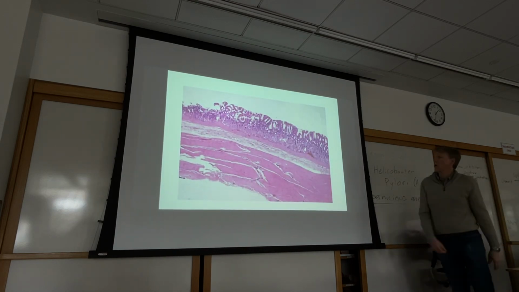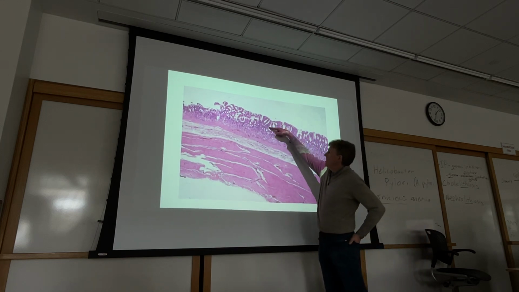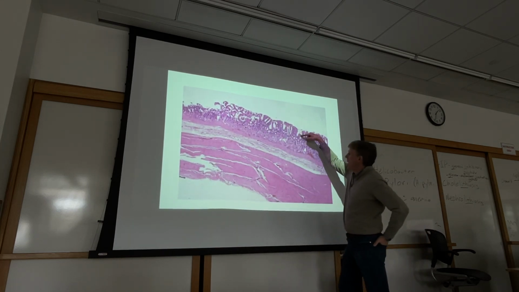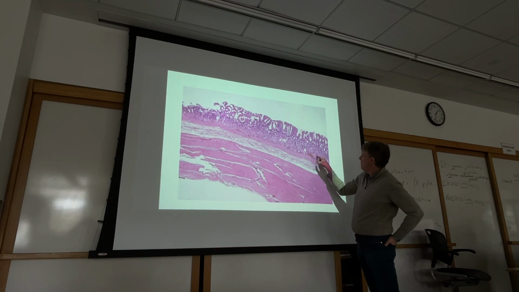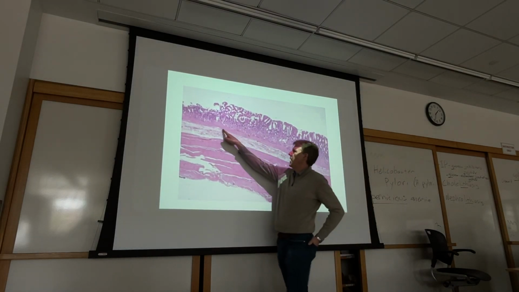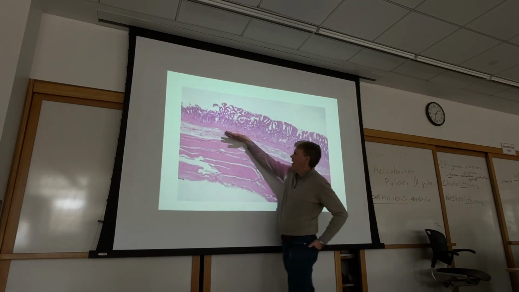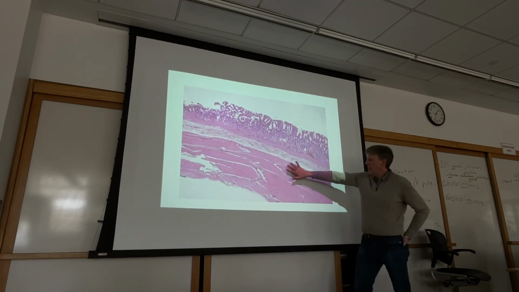Here's a better one that shows you more of the anatomy. So these little indentations are the gastric pits. As they go down deeper, they become the gastric glands. This is the muscularis mucosae coming across here. That's the submucosa in there. And then all of this is the muscularis layer.